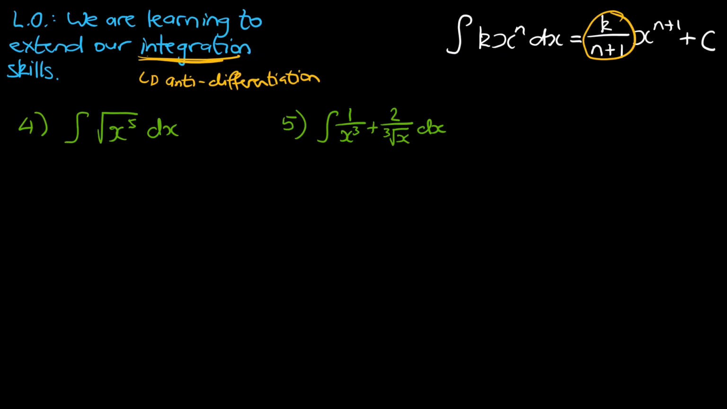Question 4, we're introducing, well, what happens if there's square roots or fractional powers? And question 5, it's just got a bit of each. It's got a power on the bottom with a square root on the bottom as well. So let's get into the first one.